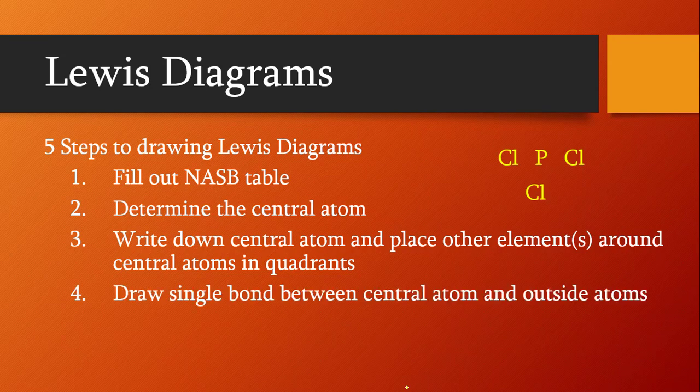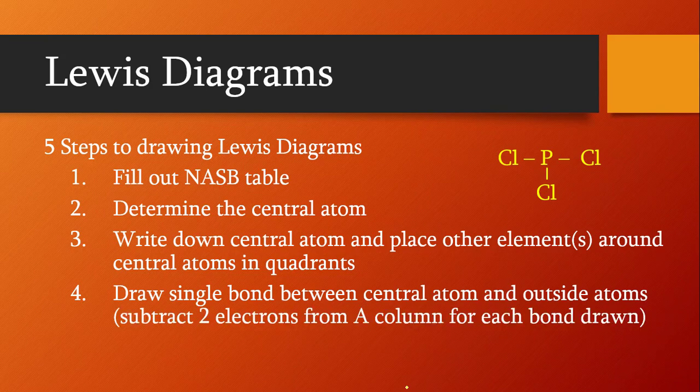The next thing you're going to do is draw a single bond between the central atom and the outside atoms. So it looks like this. But remember, each line equals 2 electrons, and what we're doing is taking our available electrons and placing them into the compound. So now we need to subtract 2 electrons from the available column for each bond drawn.